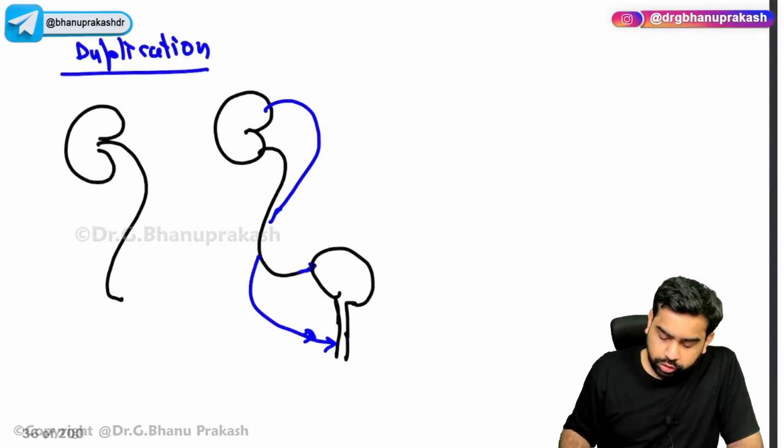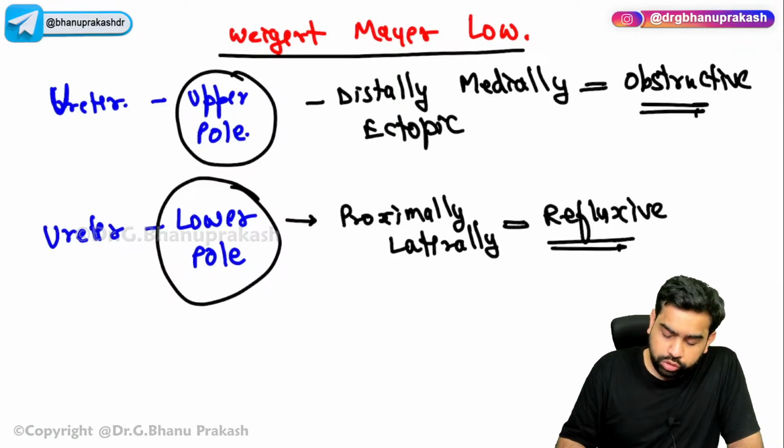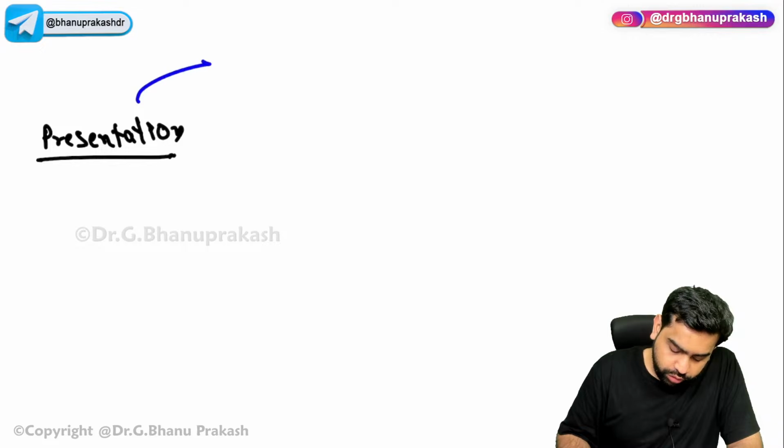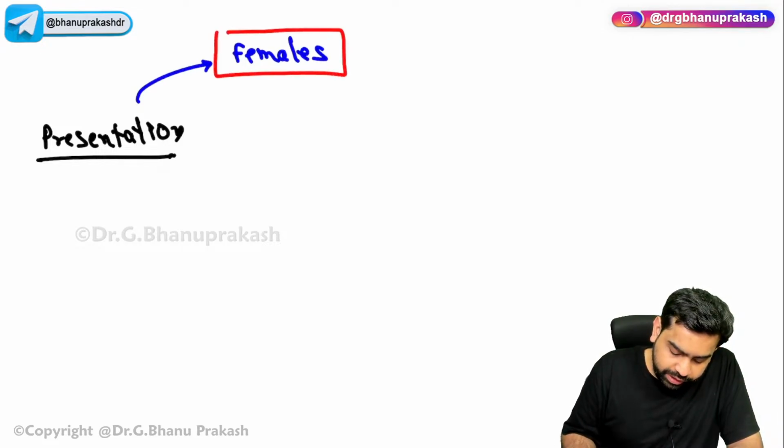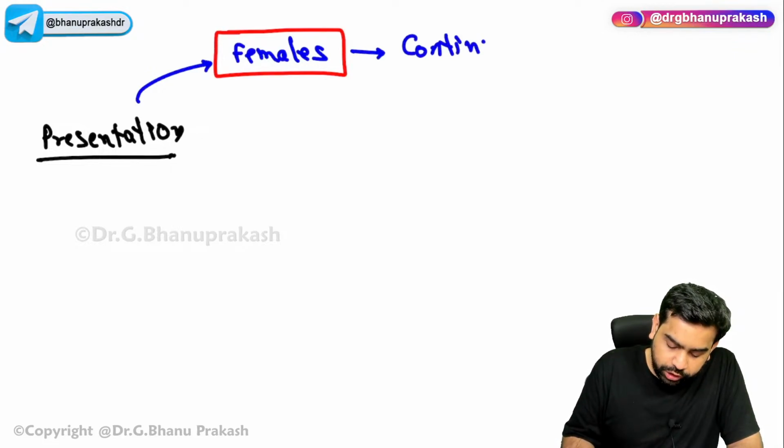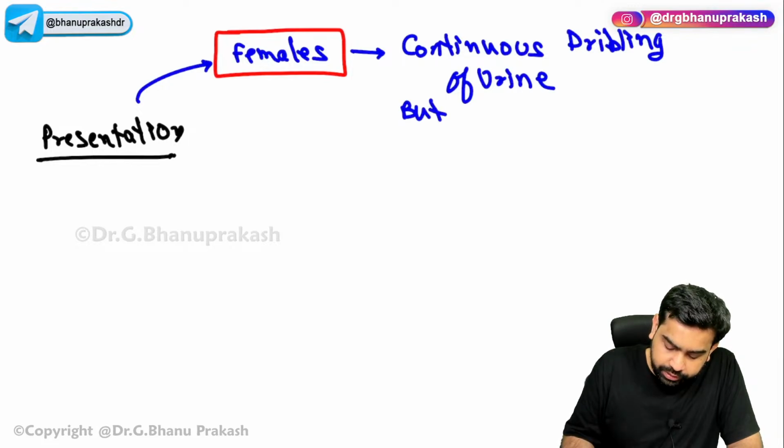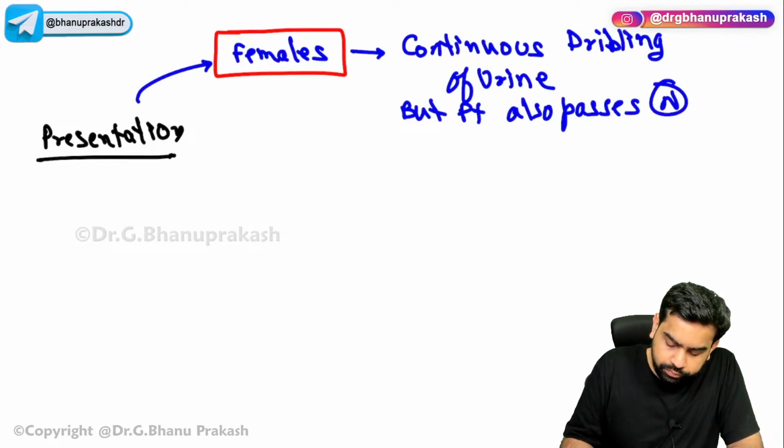Okay, now let's talk about the presentation. What is the most common presentation of these particular patients in males and females? First let's talk about the females. In the females, the most common presentation of the duplication of the ureter is a characteristic history of continuous dribbling of the urine, but the patient also passes normal urine.